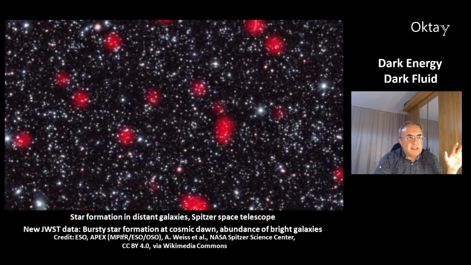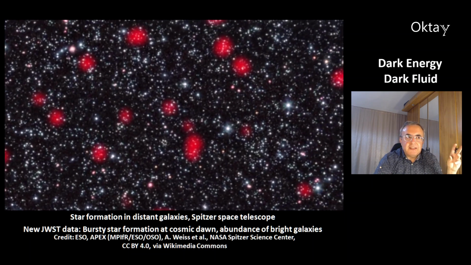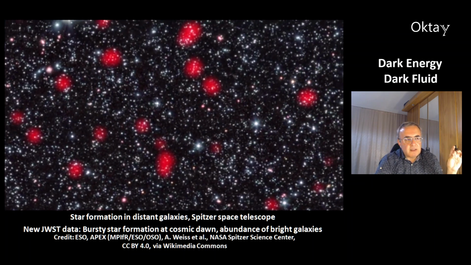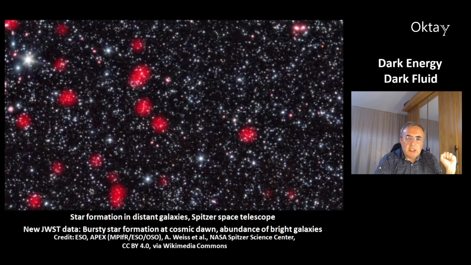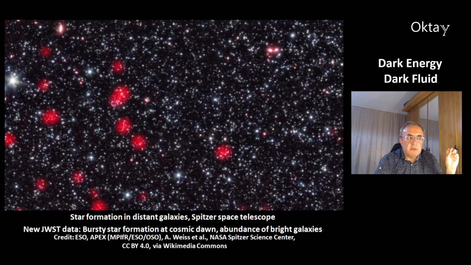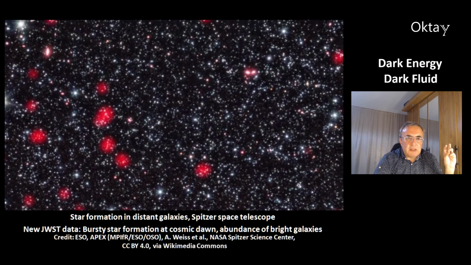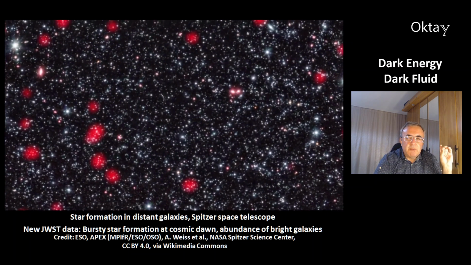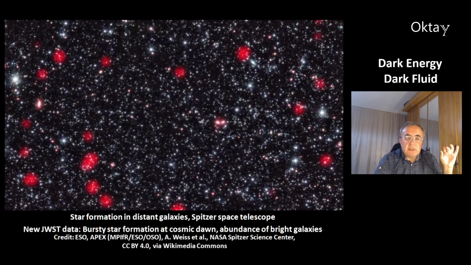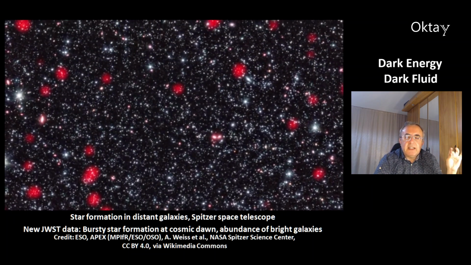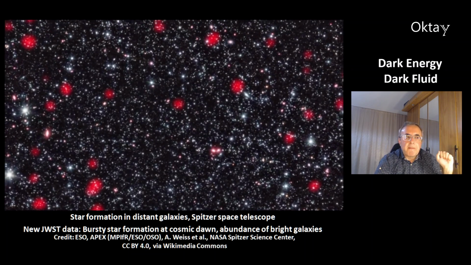This is a nice picture of the star formation in the distant galaxies with the Spitzer Space Telescope. Recently there was new data from the James Webb Space Telescope, and according to this data there was a bursty star formation at the cosmic dawn that led to the abundance of the bright galaxies after the Big Bang.